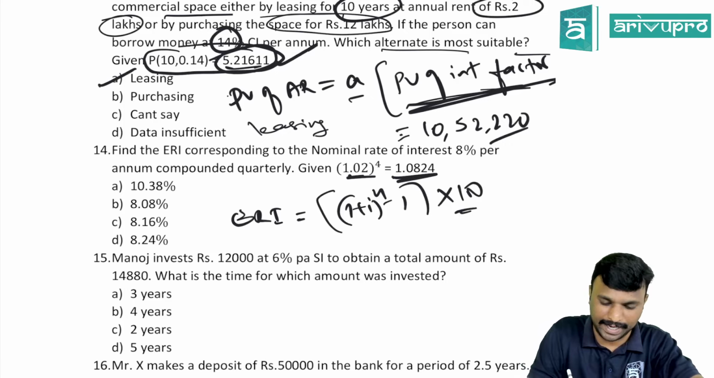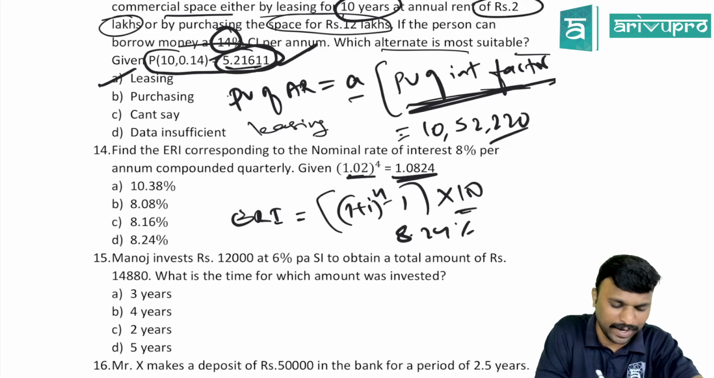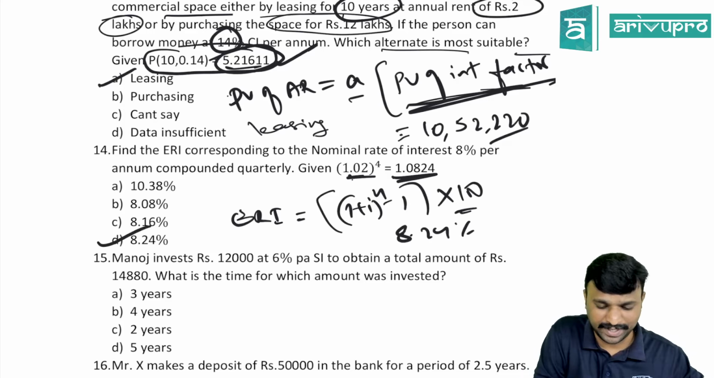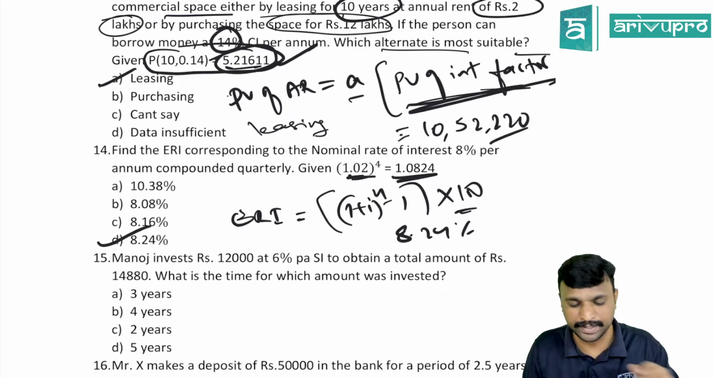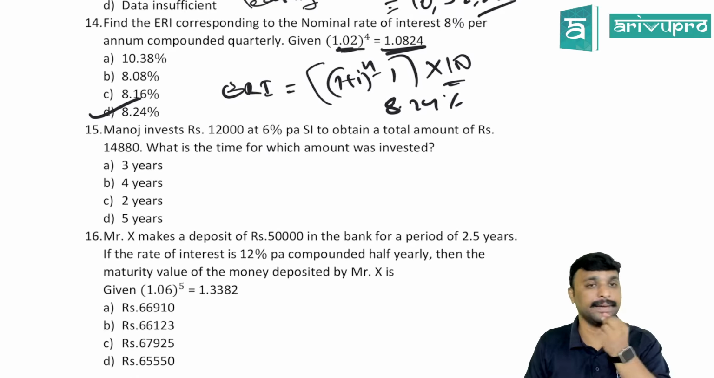The answer is 8.24%. No conversion required. The conversion is all done and given in the data. So you need not do any conversion.